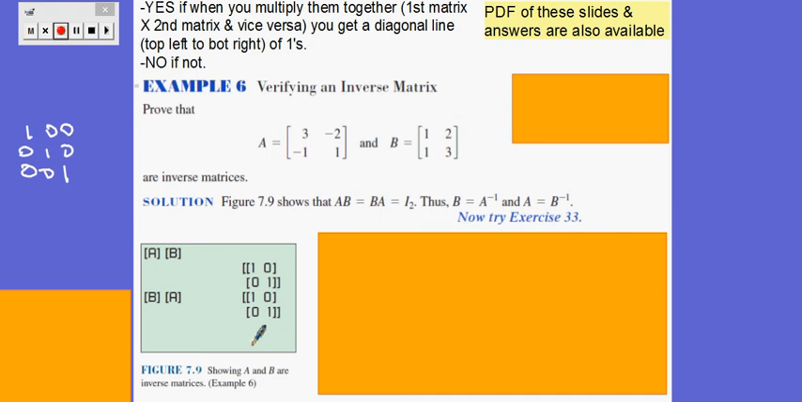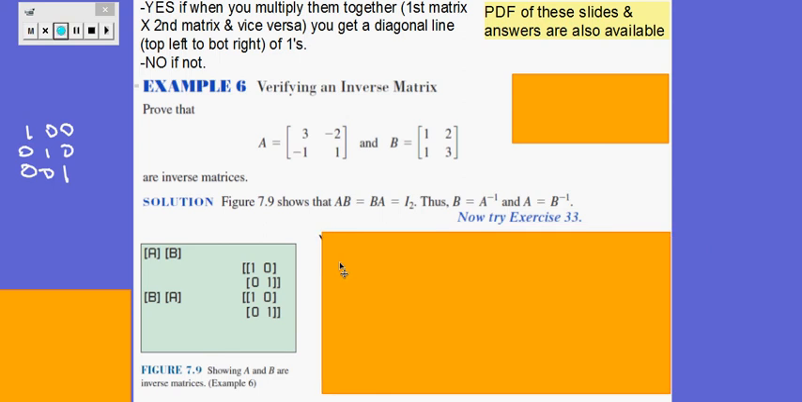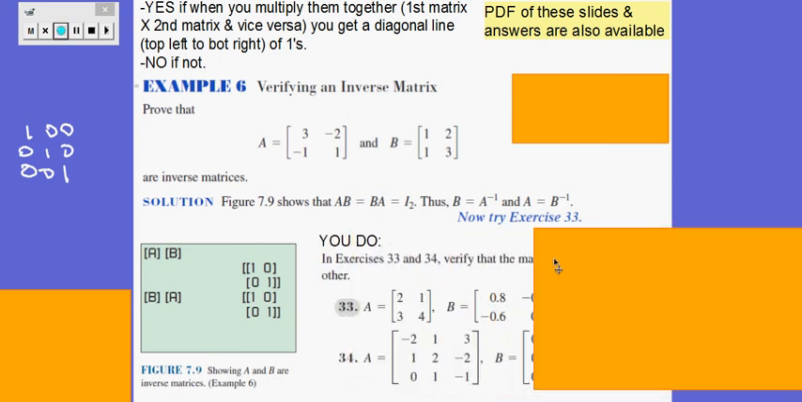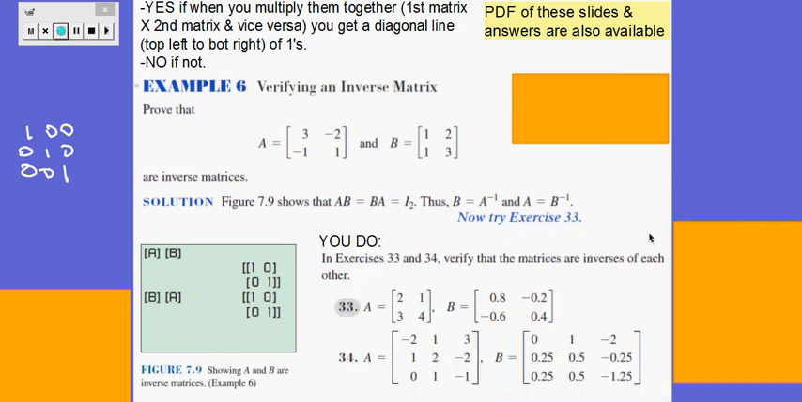Now here are practice problems for you to do also. When you're done with this, go ahead and do these right here. I'll put the answers up on a PDF. I'm going to keep moving, and if you need time to do this, you can just pause the video.